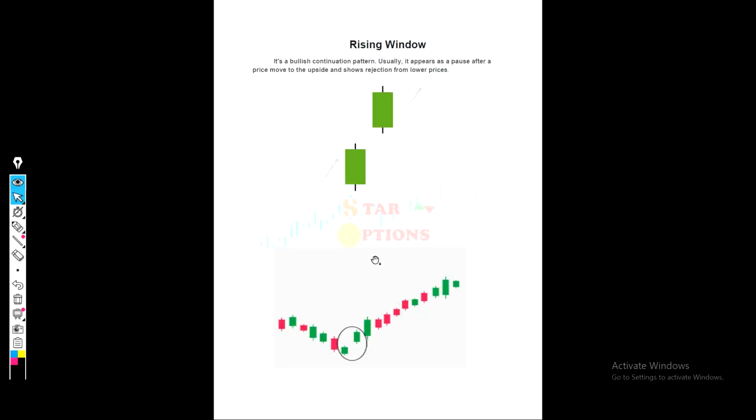This is a rising window. This is a bullish continuation pattern. As you can see, it appears as a pause once there is a price move to the upside and shows rejection of lower prices, and we often get to see a gap in this rising window. This is the first candle, this is the second candle, and in between these two candles there is a slight gap between the lower wick and the upper wick. These are called a rising window.